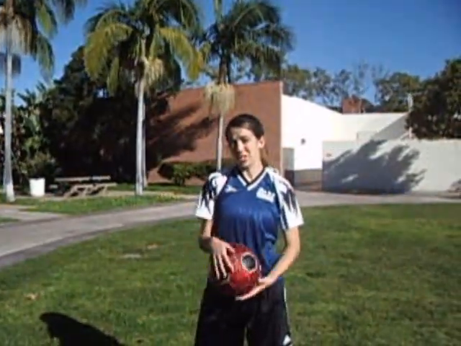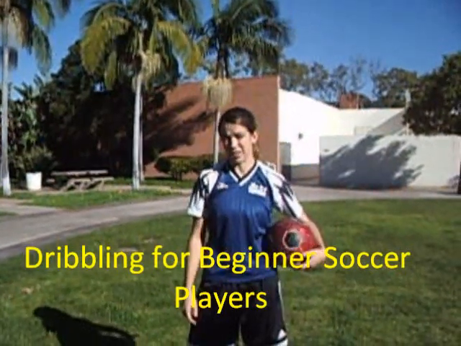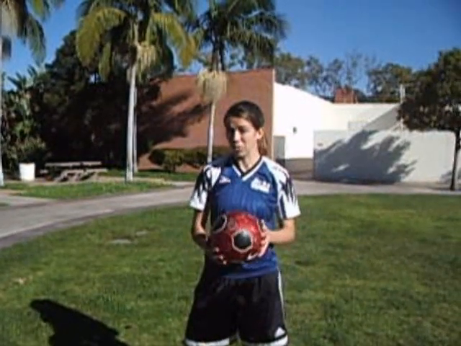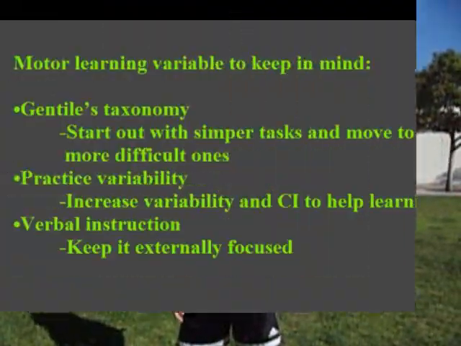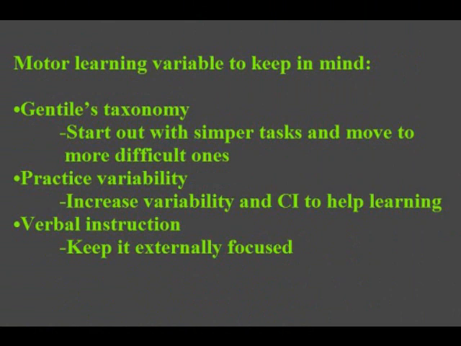This video is for a beginner soccer player to help them work on their dribbling skills. The goal of the video is to show how to effectively practice dribbling so that they can improve their dribbling skills. We will be applying Gentile's taxonomy to this motor skill. As the difficulty progresses, practice variability and CI will be introduced to help the performer learn.